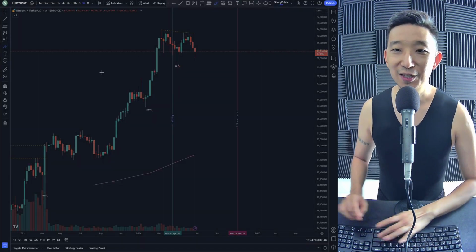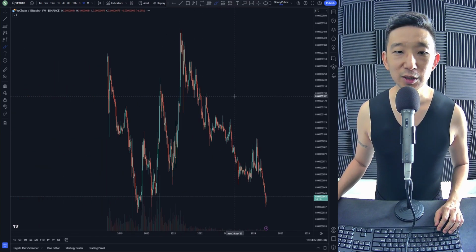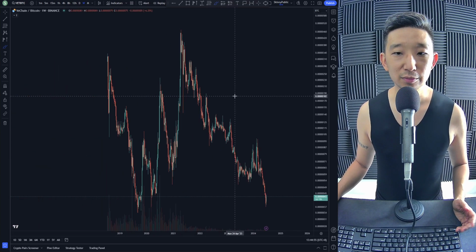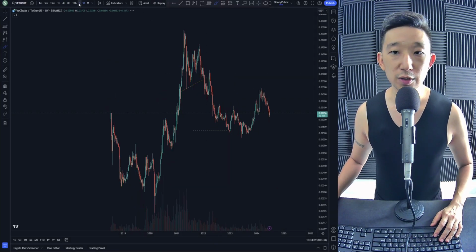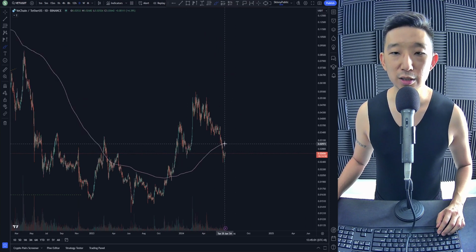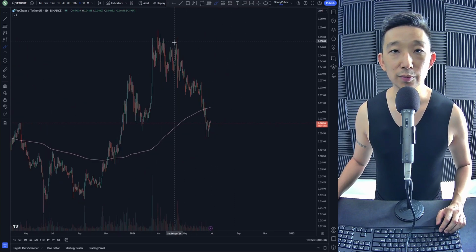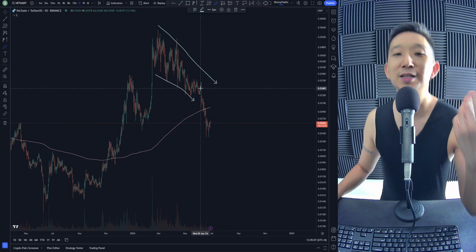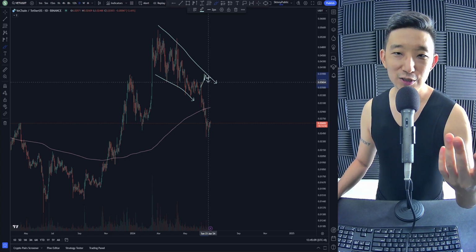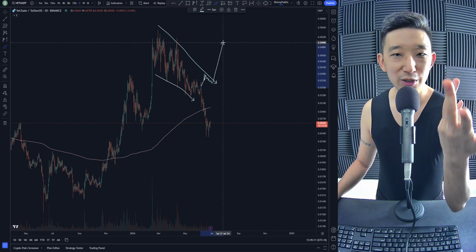VeChain against BTC. Here we are for VeChain. Anything for VeChain? Nope. Against USD, anything for VeChain USD? Sadly, we're under the skinny pink line. You would probably be anticipating this to be a falling channel, and you would anticipate it to go close to the resistance and then break the resistance. It didn't break the resistance.